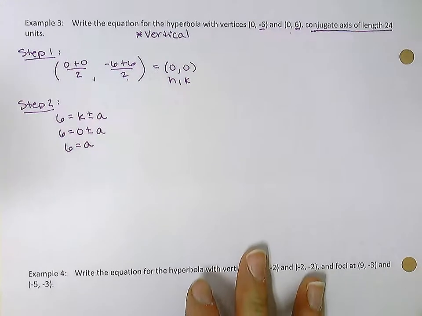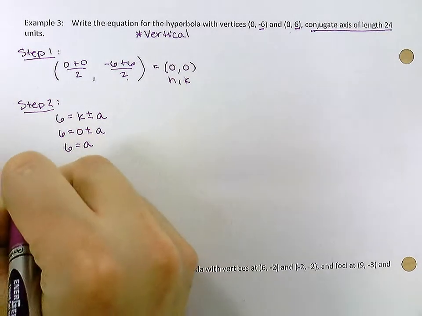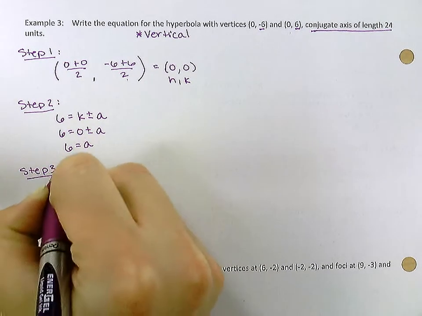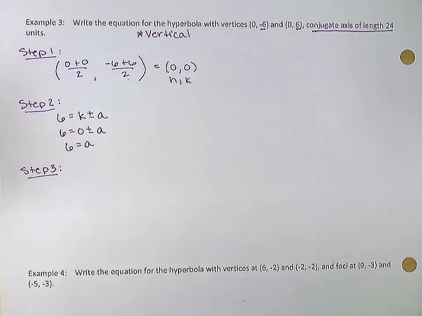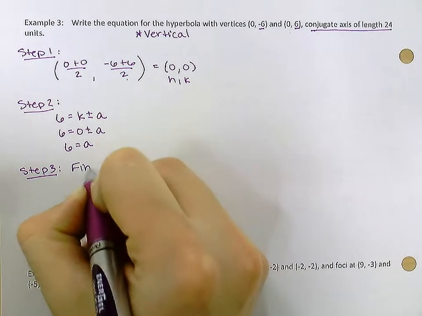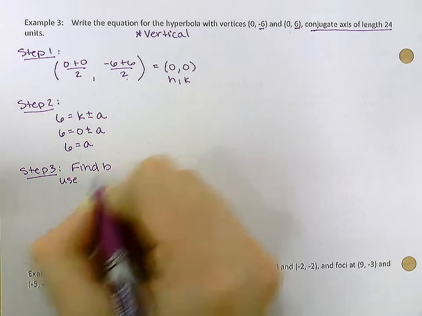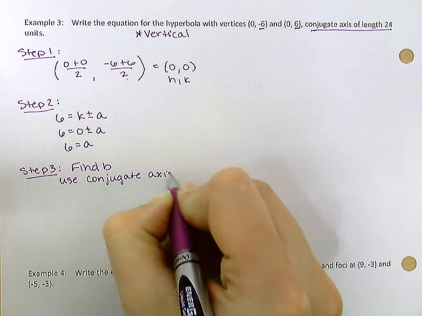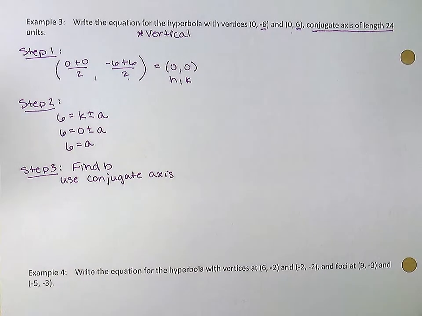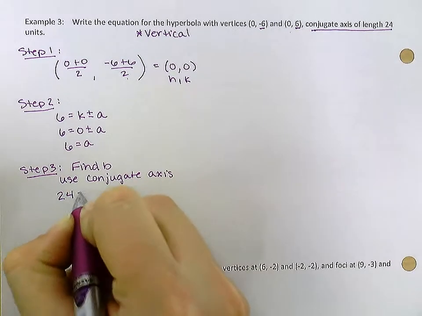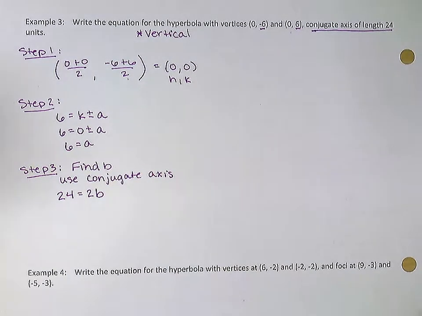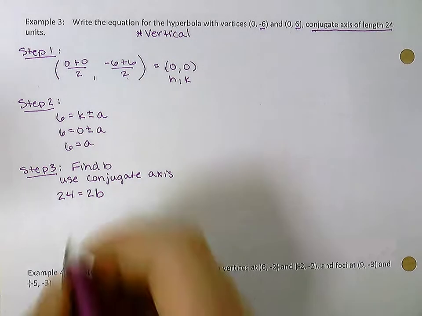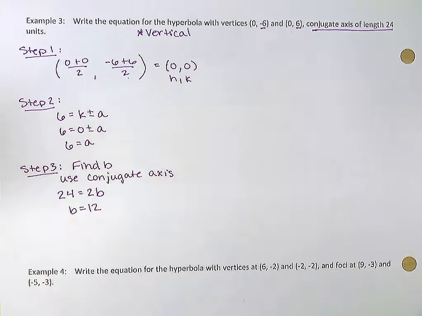Okay, next I want b, since I'm given the conjugate axis. Okay, we're solving for b. So find b and use the conjugate axis. So your conjugate axis is equal to 2b. So we'll have 24 equal to 2b, since 24 is that conjugate axis. Divide by 2 to get b is 12.